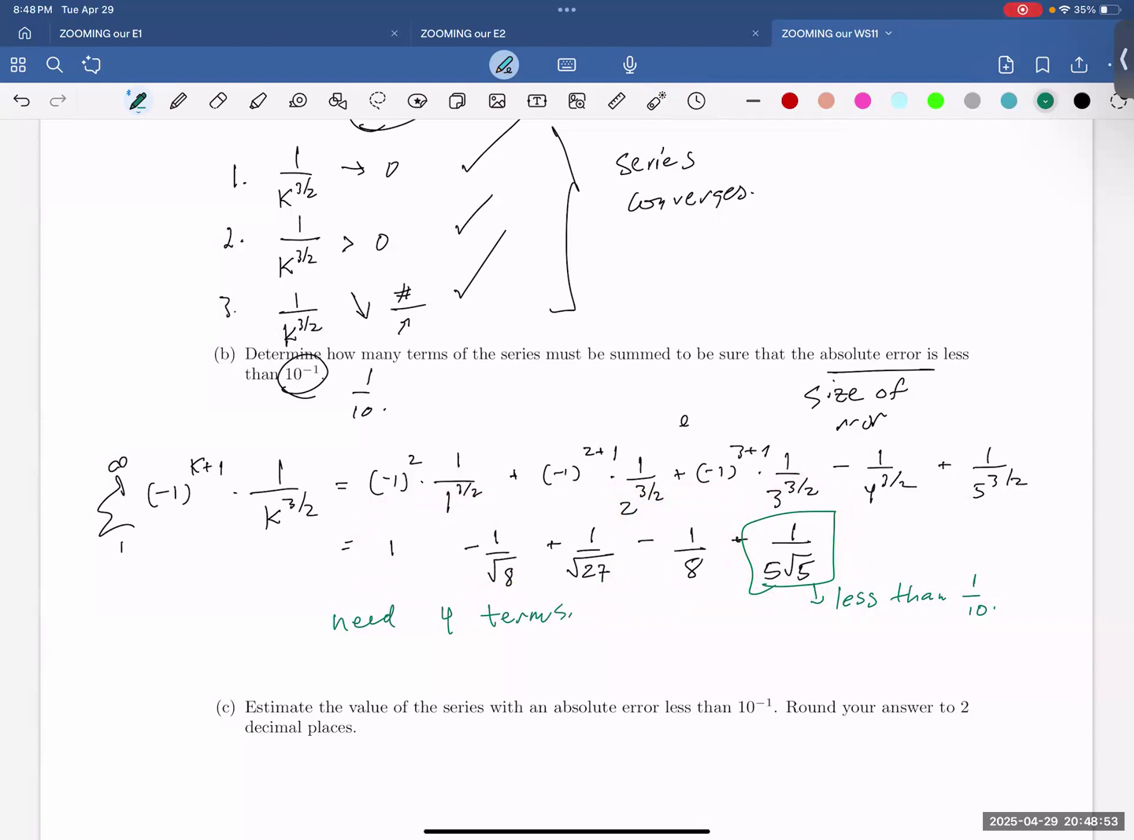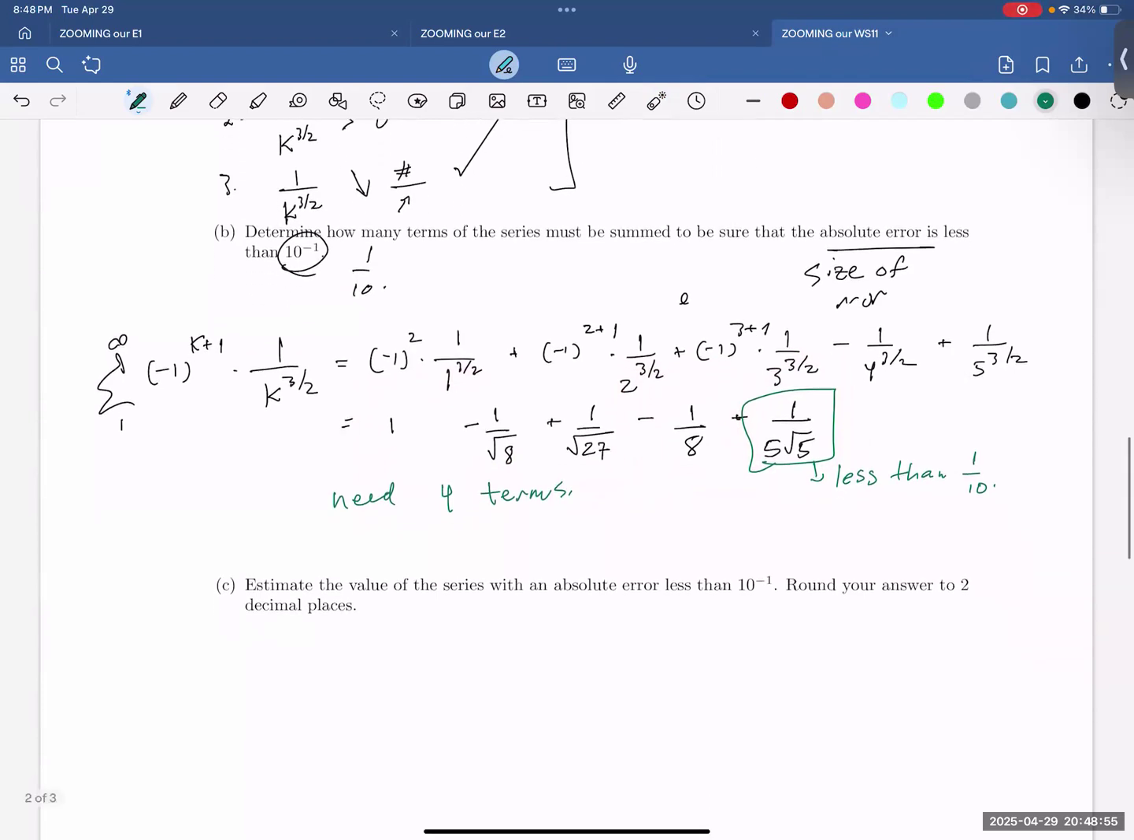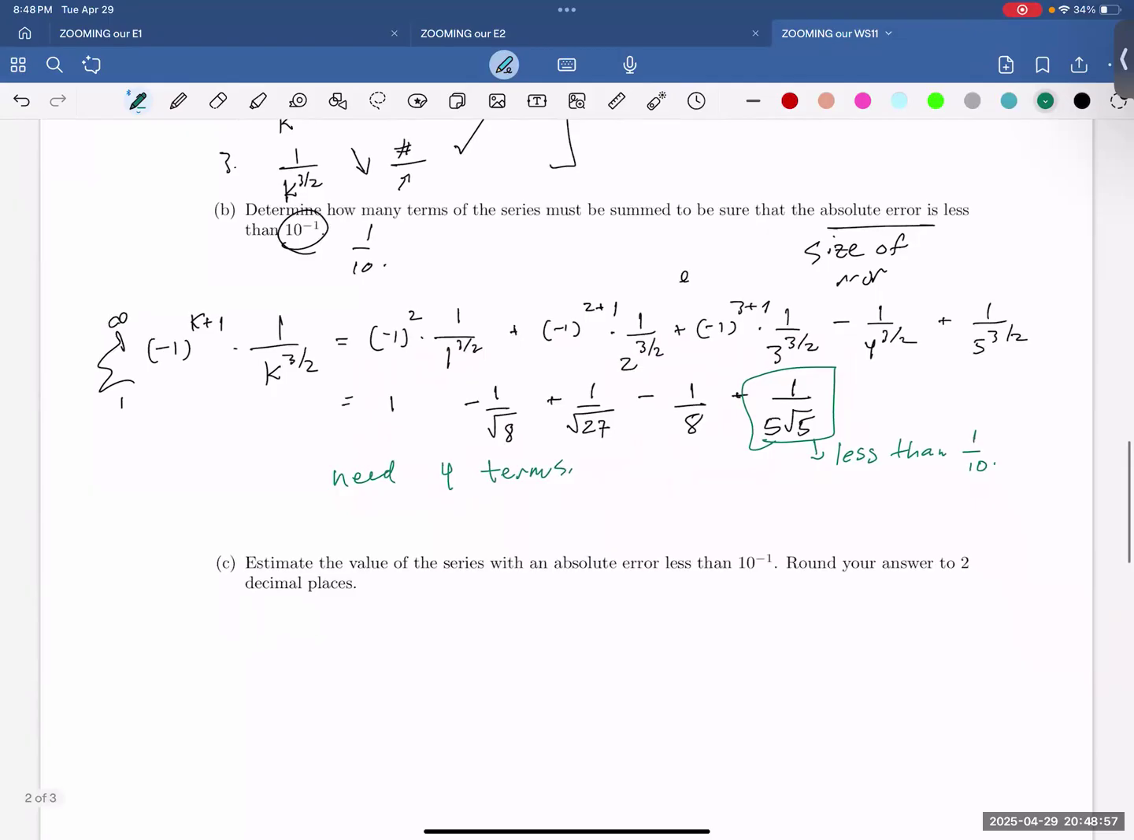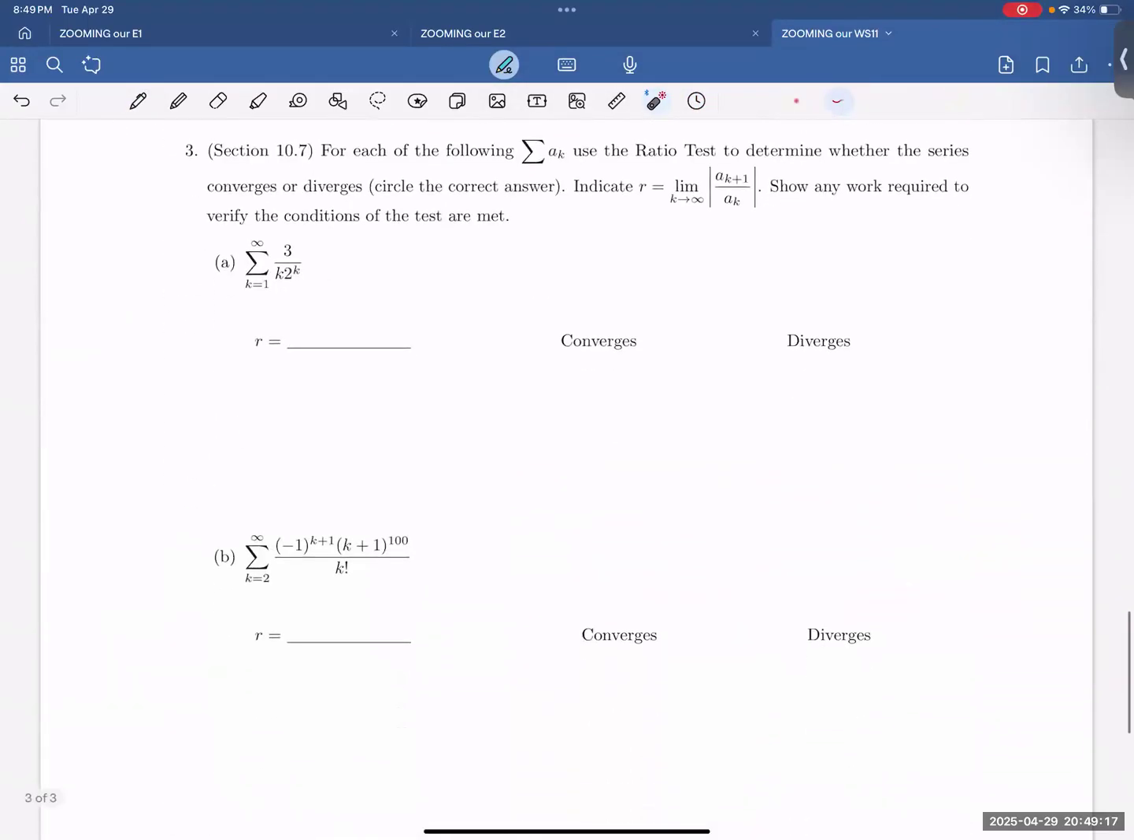Estimate the value of the series with an absolute error less than a tenth. This is where you add up the 4 terms. So the partial sum of 4 terms is 1 minus that plus 1 over root 27 minus an eighth. I'm not going to use a calculator and round. If this were the exam, then without a calculator, this is what you leave your answer as. Are we done? No, we're not done.